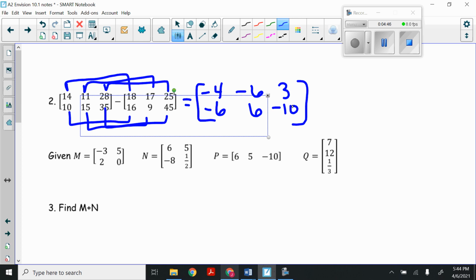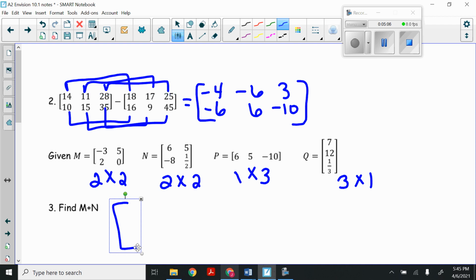So this next set, these are the matrices they give me. M is a 2x2. N is a 2x2. P is a 1x3. Q is a 3x1. So number 3, find M plus N. So add M plus N. Negative 3 plus 6 gets me 3. 5 plus 5, 10. 2 plus negative 8, negative 6. 0 plus a half, 1/2. There's our answer.